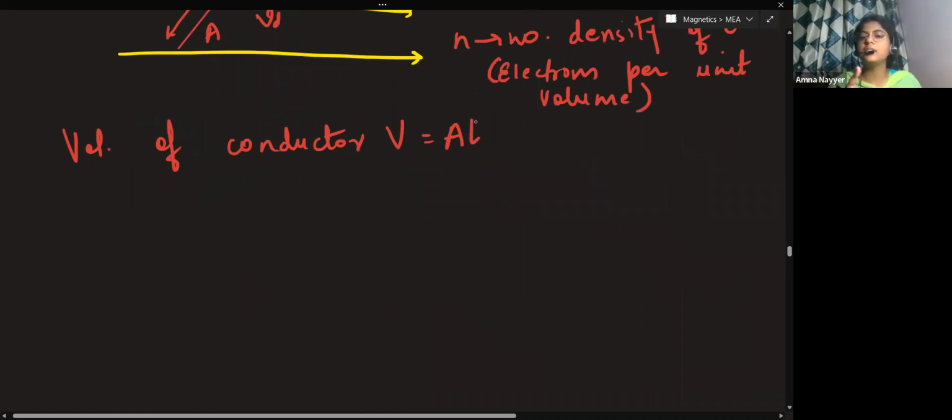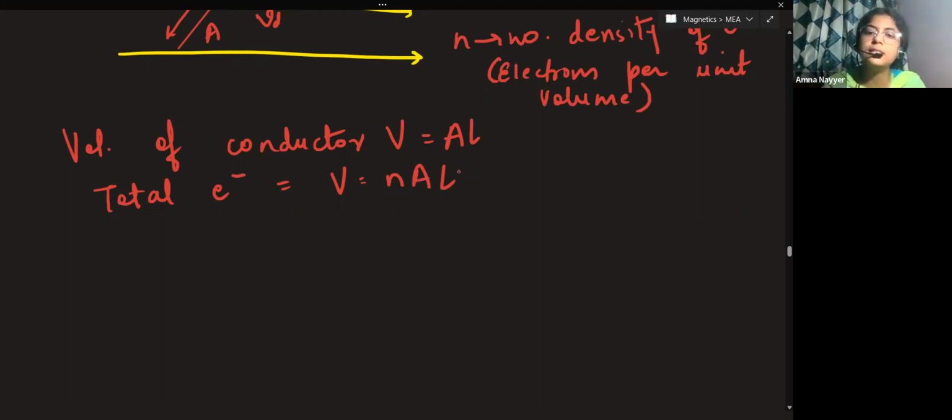Now, if this is for a single one, number density is what? N we have taken. That's a small n we have taken. So obviously we have to multiply for total electrons. We have to multiply it with n. So nAL will be the total number. Al was the volume for a single one. For total electrons, the whole volume becomes this.